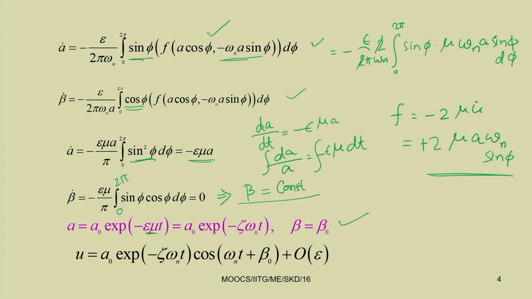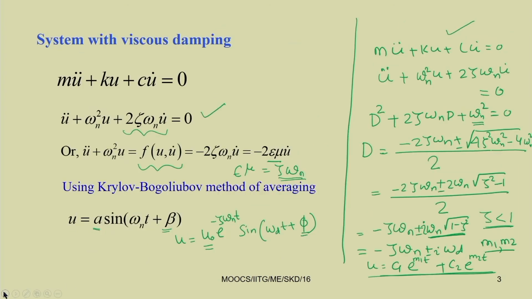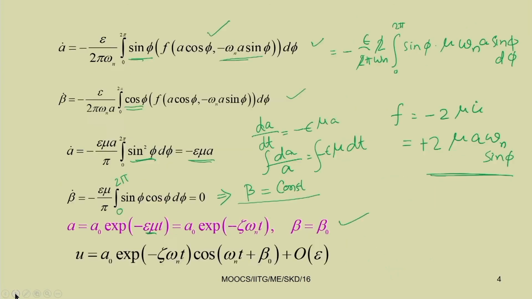So, now we got this expression for A, and u can be written in terms of A cos. Already we have written u in terms of A. Here we are assuming u to be A sin omega n t plus beta. Already we have seen A and beta are not constant, but they are slowly varying functions of time. So, substituting this value of A and beta, we can write u equal to A 0 e to the power minus zeta omega n t cos omega n t plus beta 0.